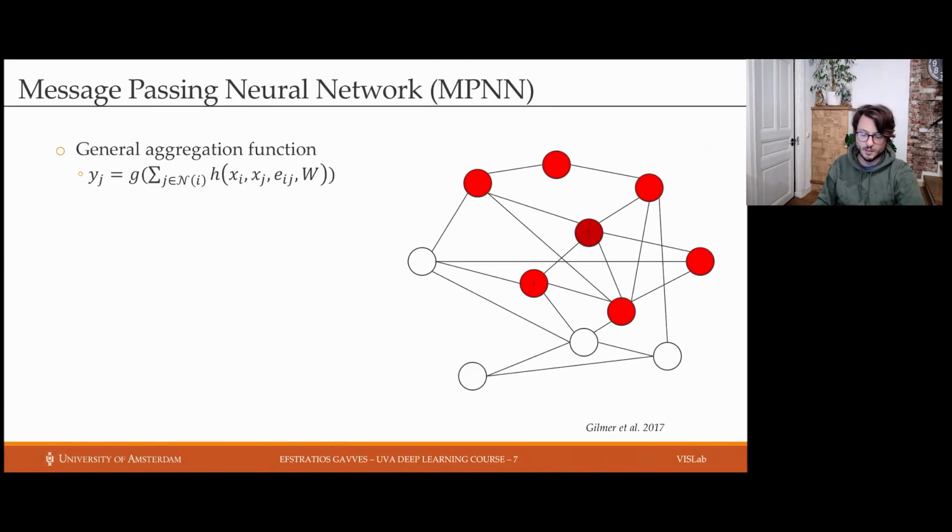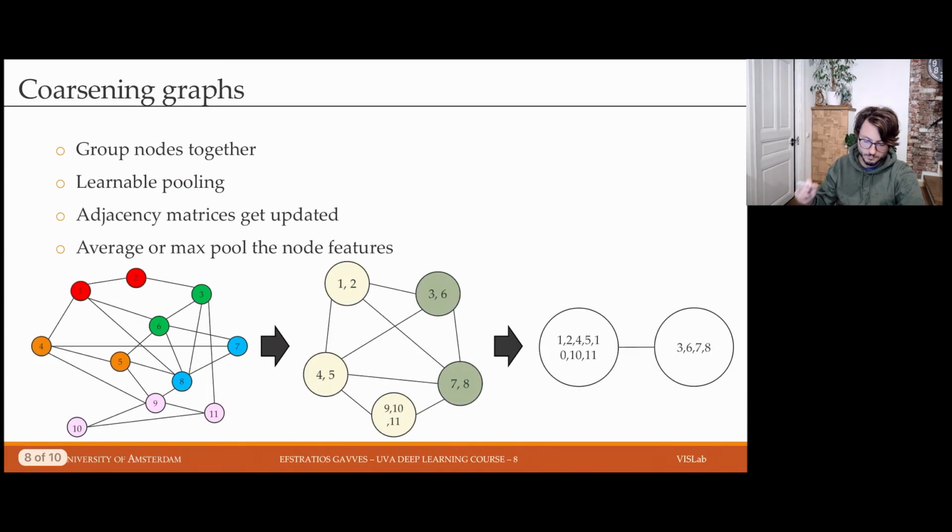Message passing neural networks are again a generalization, such that we have a general aggregation function defined over our nodes. One more important concept is that while graphs, more often than not, we don't pool over them per se, or at least many models don't have this notion of pooling. We can actually coarsen them and then have some manifestation of pooling like we would have for convolutional neural networks.